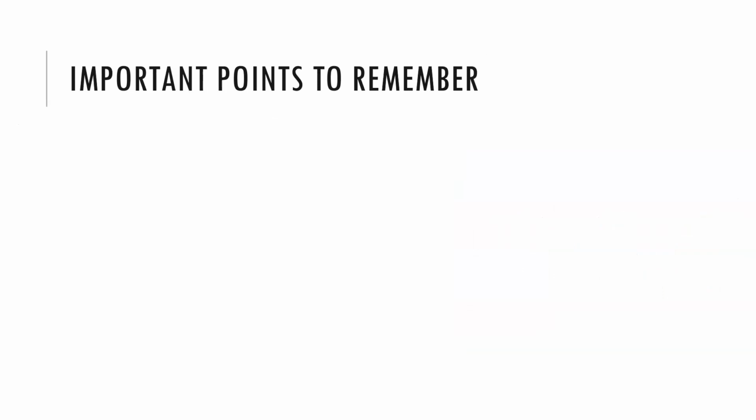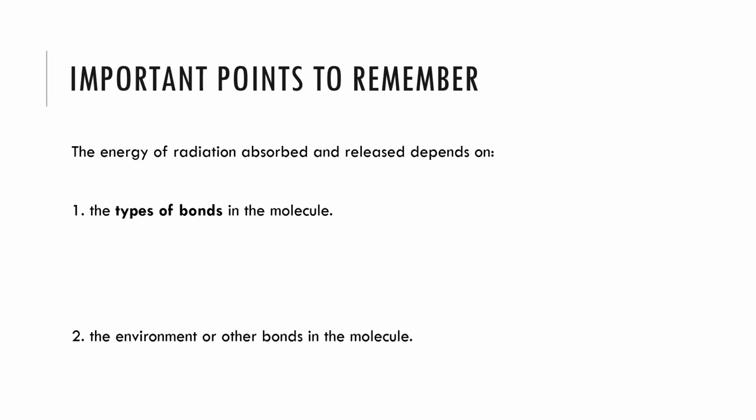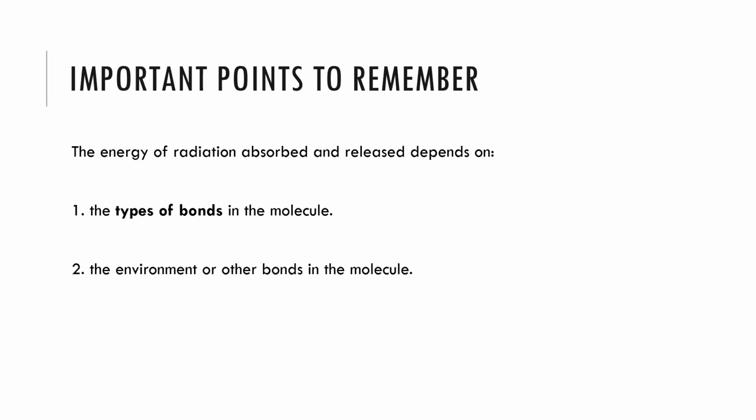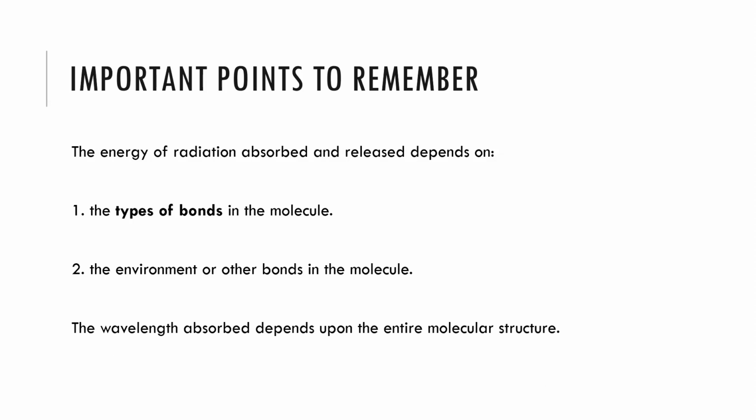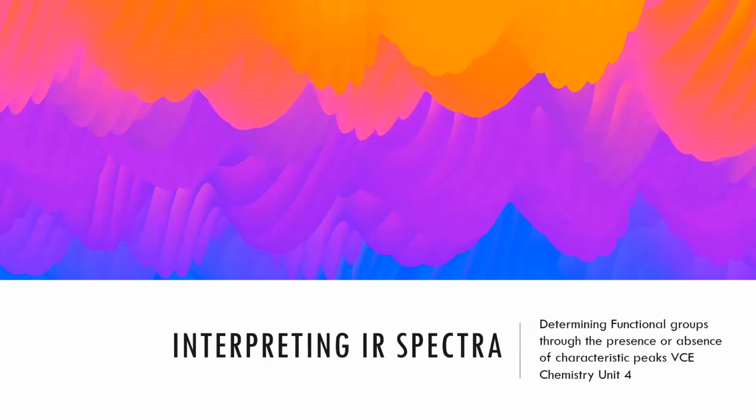So, a couple of key things to remember as we sum up for IR. The energy of the radiation absorbed and released depends on the types of bonds in the molecule, the environment or other bonds in the molecule, and the wavelength absorbed depends on the entire molecular structure. It is important to remember that it is changes in vibrational modes that come about as we go from a low energy to high energy vibration of the modes of the bonds within molecules. Okay, so we're seeing transitions in the vibrational modes of the bonds when we look at infrared spectroscopy.